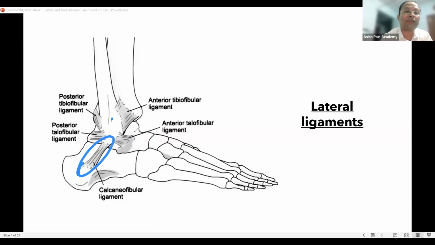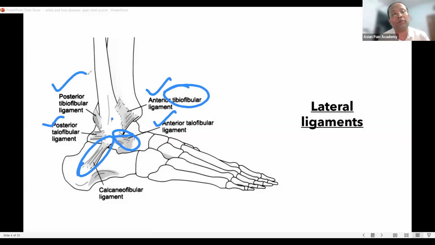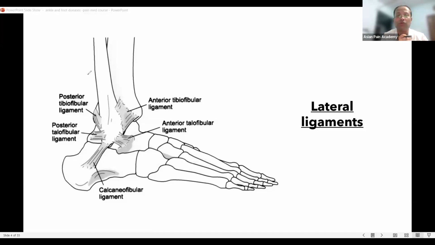Then another ligament is fibula to talus. So this is the talofibular ligament. Of course, the talofibular ligament can be anterior and can be posterior also. Another ligament is from tibia to fibula. So this is the tibiofibular ligament, and similarly this also can be anterior tibiofibular and posterior tibiofibular ligament. All these ligaments are prone to injury anytime, mainly due to sports injury. A very common type of sports injury is tibiofibular ligament rupture.